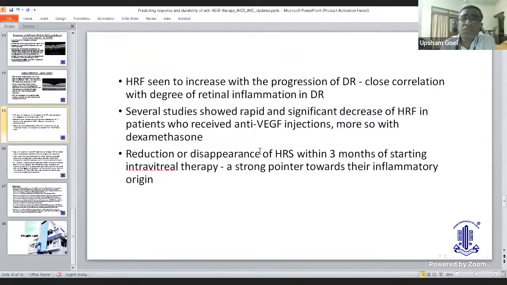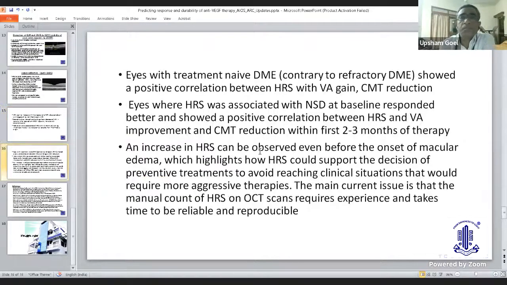HRS seems to increase with progression of diabetic retinopathy, which has a close relation with the degree of retinal inflammation. Some believe that the HRF, or HRS, may coalesce into becoming hard exudates later on. Several studies have shown a rapid and significant decrease in HRF in patients who received anti-VEGF injections. Some people believe it works better with dexamethasone, but that was in comparison to the older VEGFs. The newer VEGFs have very, very powerful action. Eyes with treatment-naive DME, and eyes where HRS was associated with NSAIDs at baseline, responded better. Again, like I said, the presence of HRS itself is an ominous sign.